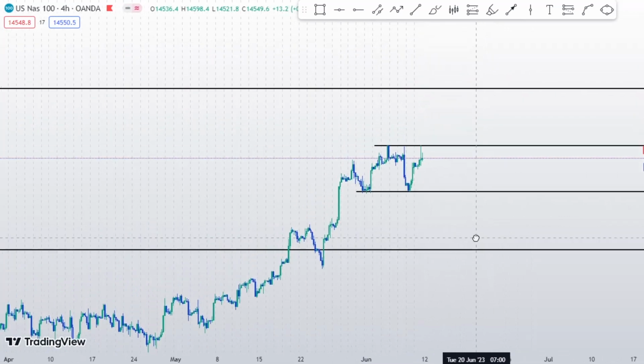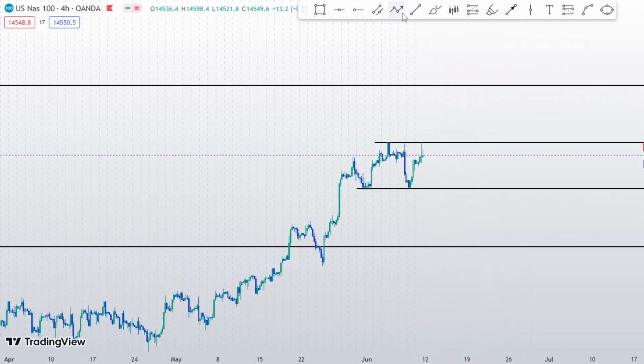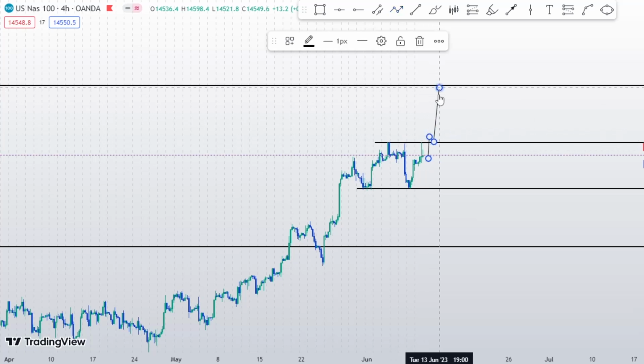So what can we expect to happen here? Where can we get our entries? We are going to get our entries here. Here's the first scenario. If the market opens here, pushes up, breaks out, retests this level, and we're taking the entry to the next resistance up there.